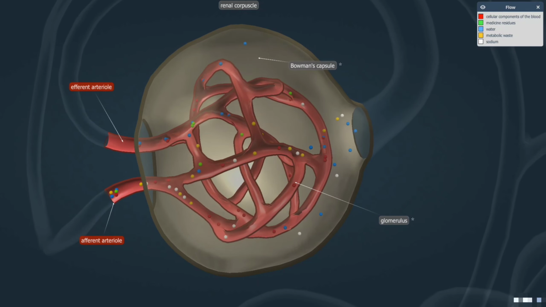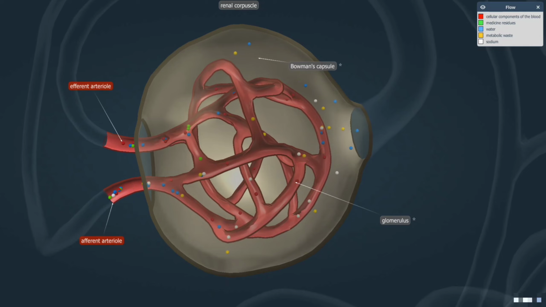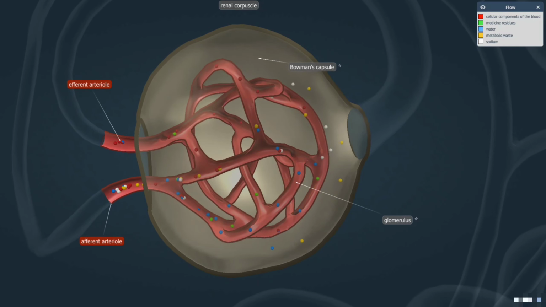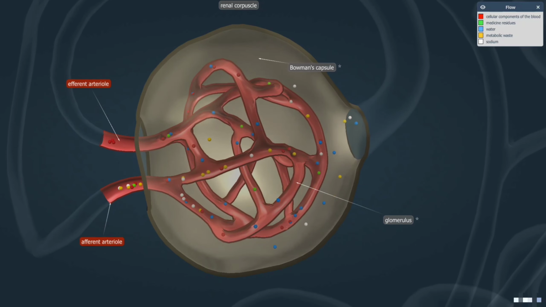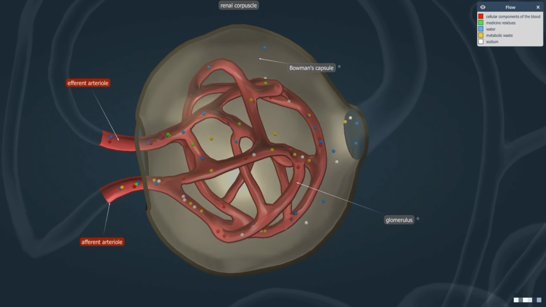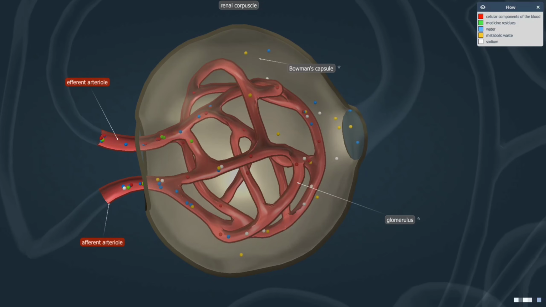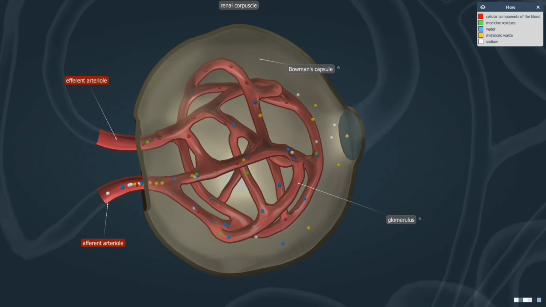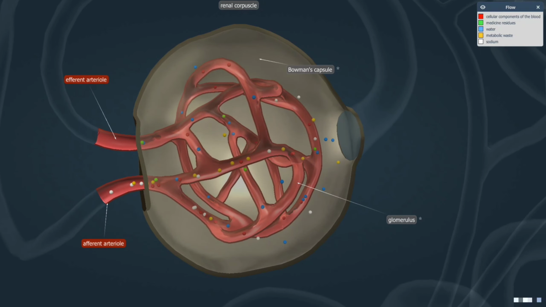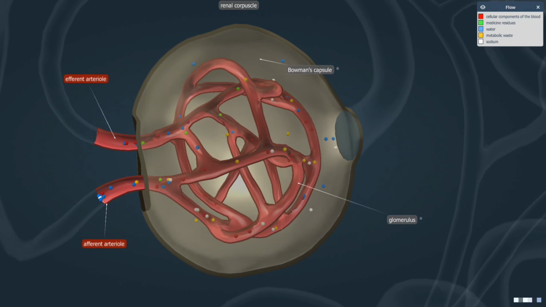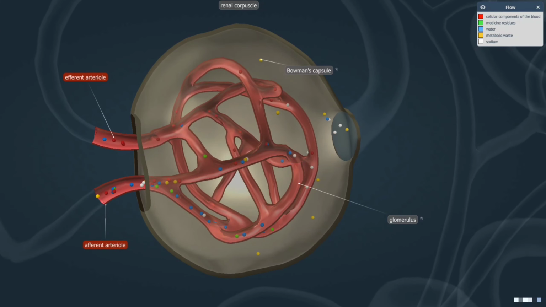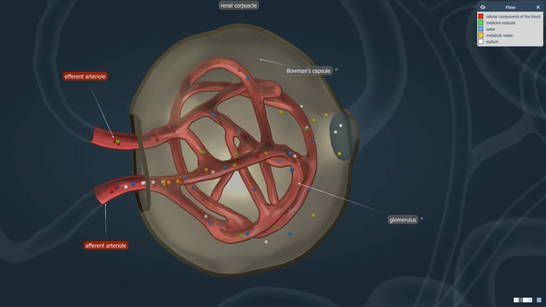The filtration of the blood takes place due to the large surface area of the capillaries and the high pressure in them. The filtrate passes through the walls of the capillaries and the inner wall of Bowman's capsule. The amount of filtrate entering the capsule is 180 liters a day. The majority of this filtrate is reabsorbed from the further sections of the nephron, so only 1.5 liters of urine is excreted from the body in a single day.